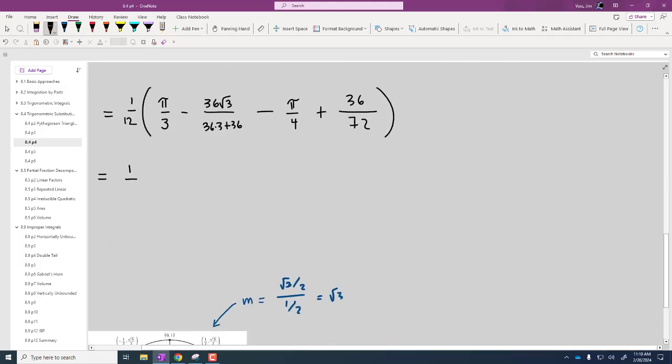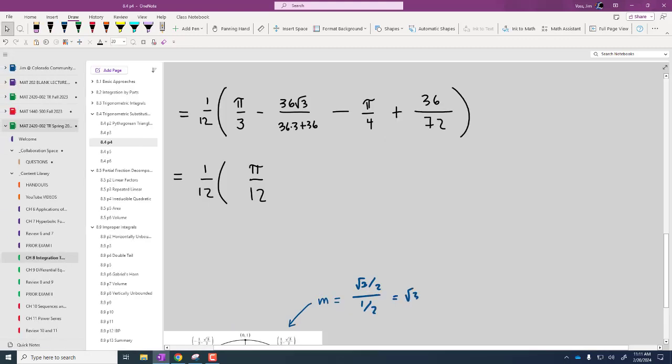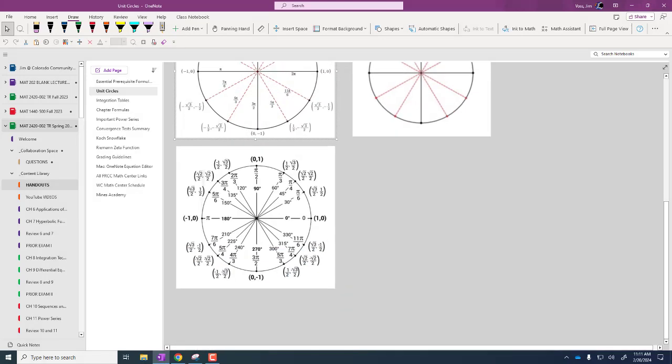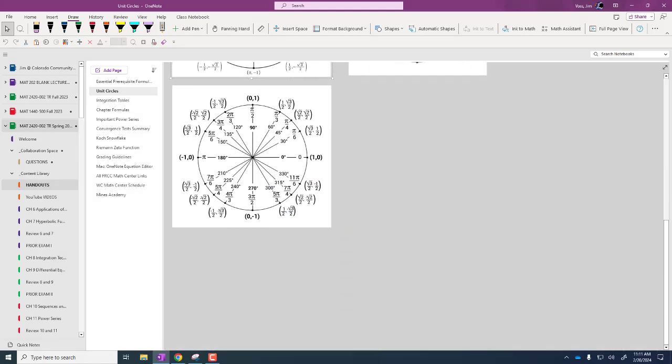These problems are not short. So let's combine the pi's. This is going to be 4 minus 3, which is 1 pi over 12. You should also be able to visualize that from the unit circle. If you're looking at this unit circle, the little differences are pi over 12s.